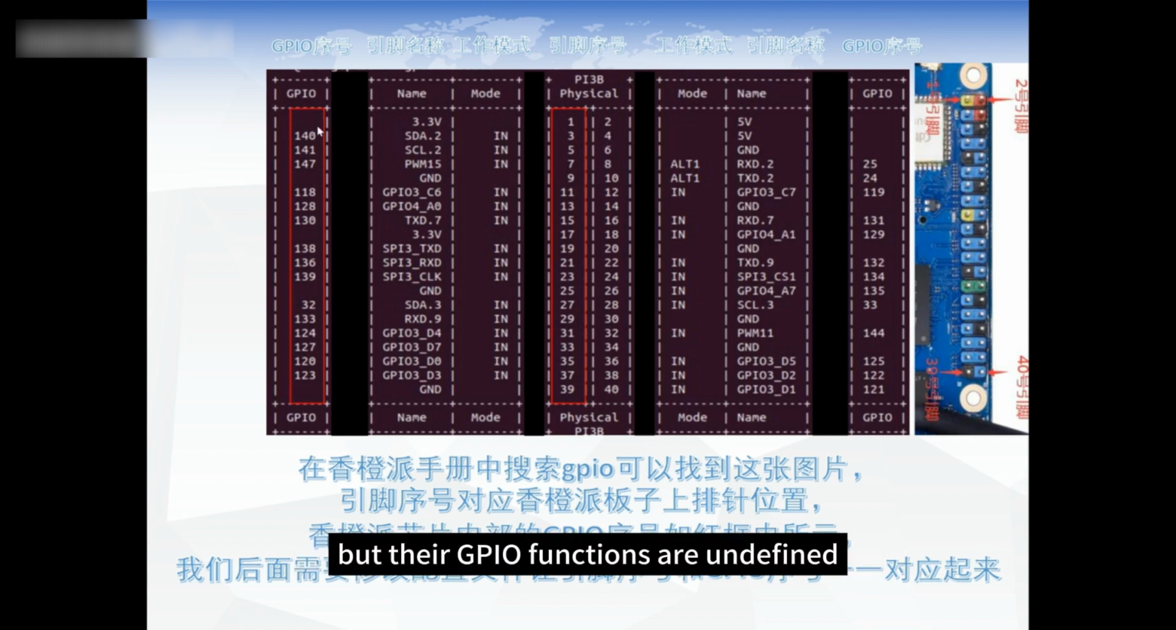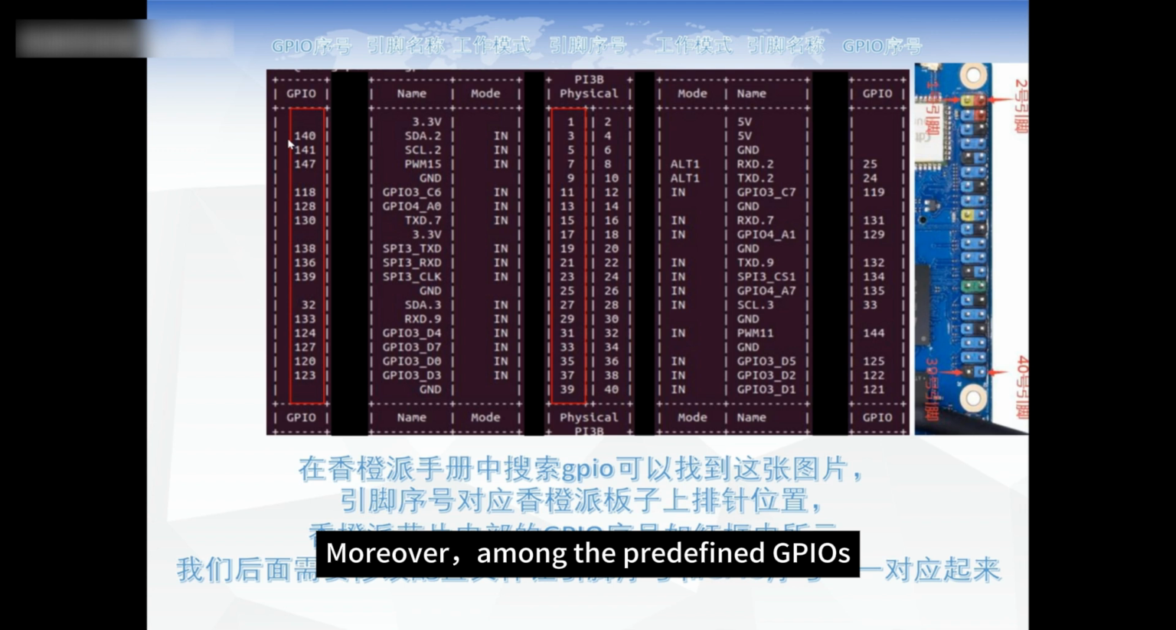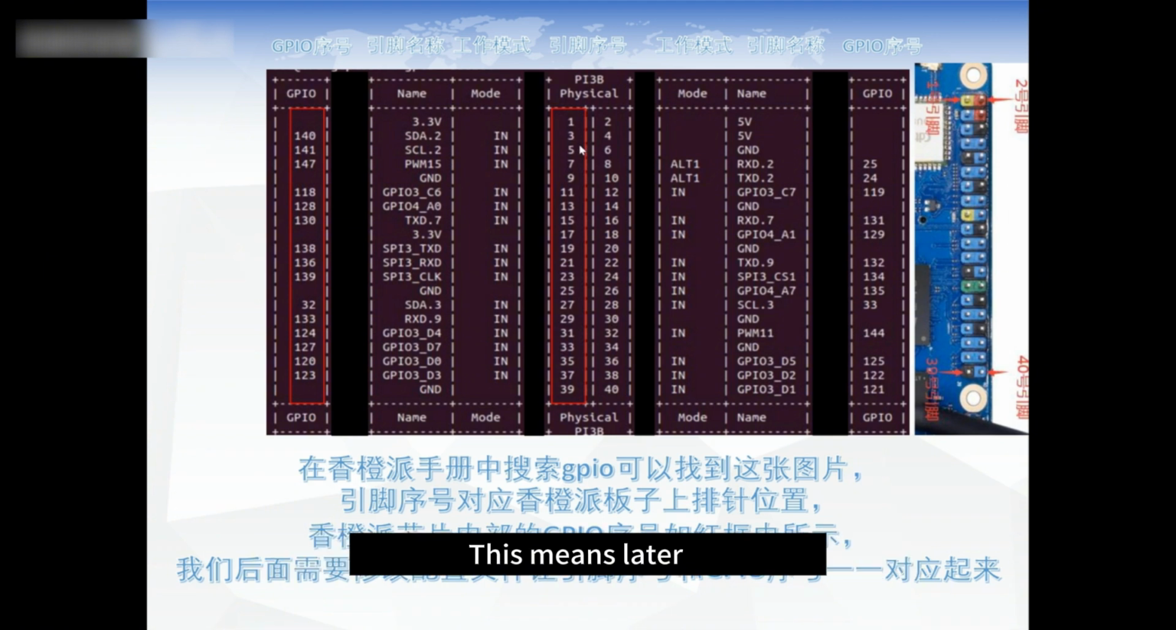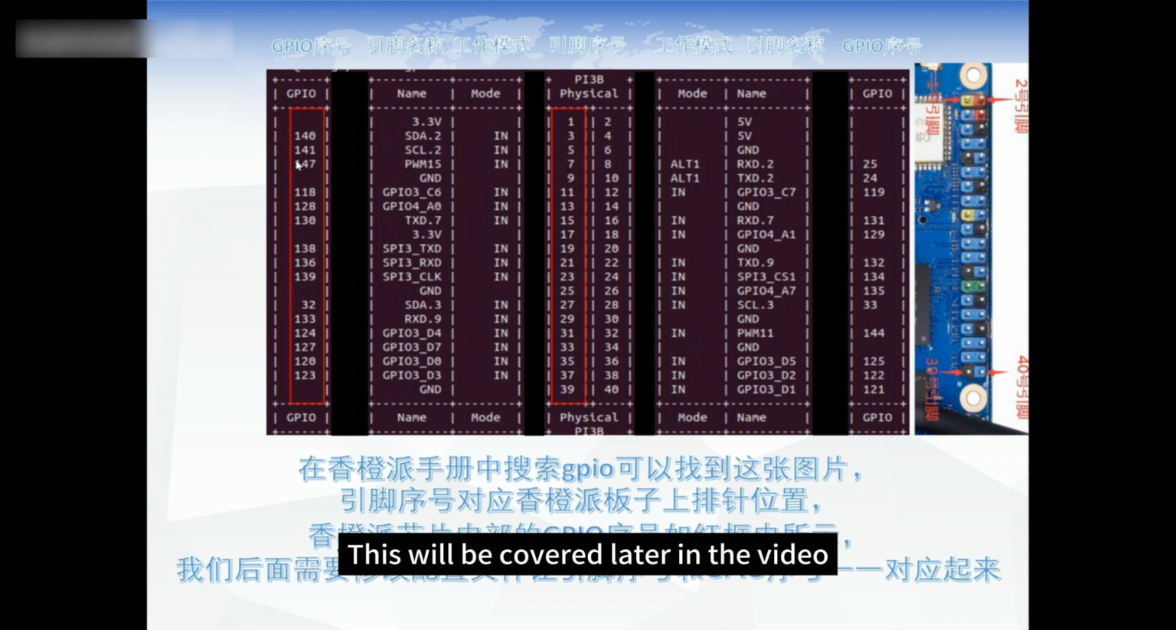But their GPIO functions are undefined, meaning these pins lack GPIO functionality. Moreover, among the predefined GPIOs, their pin numbers don't match our pin numbering. This means later, when configuring the file, we need to perform an operation to map pin numbers to GPIO numbers. This will be covered later in the video.